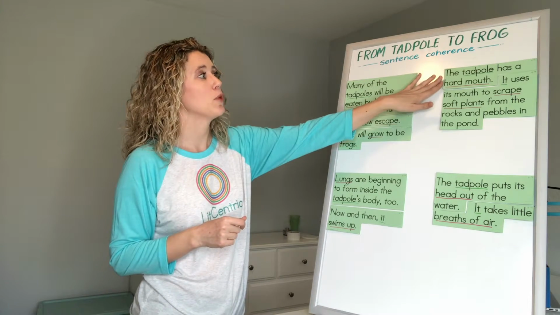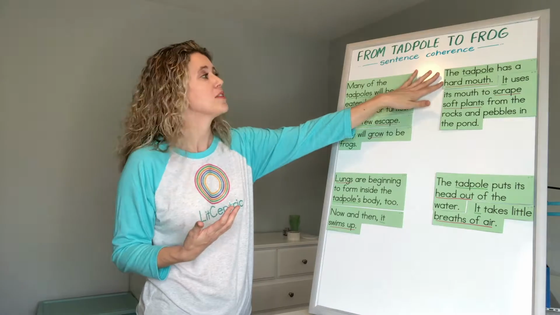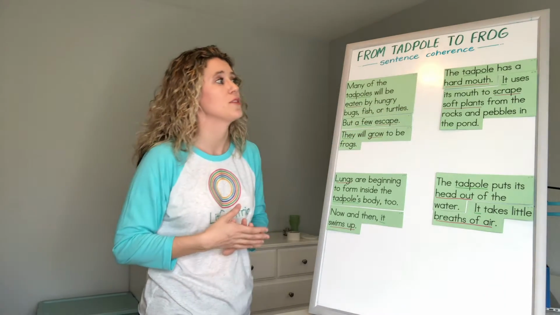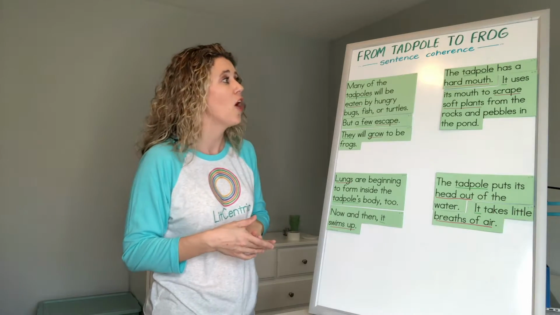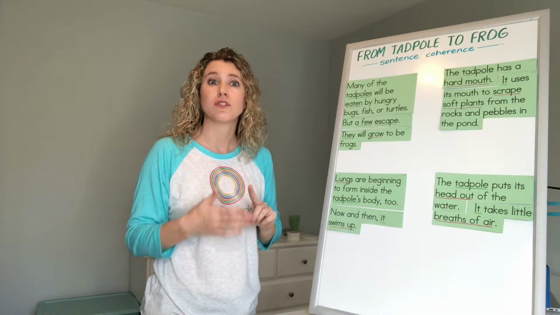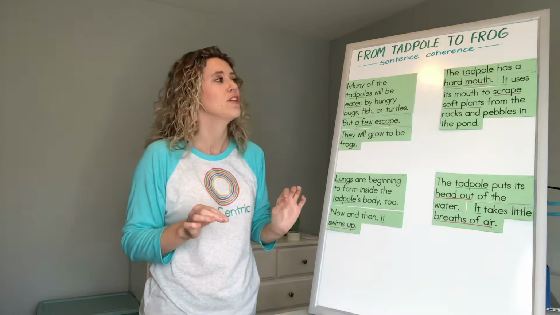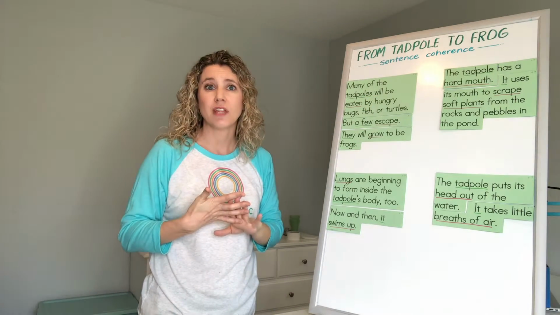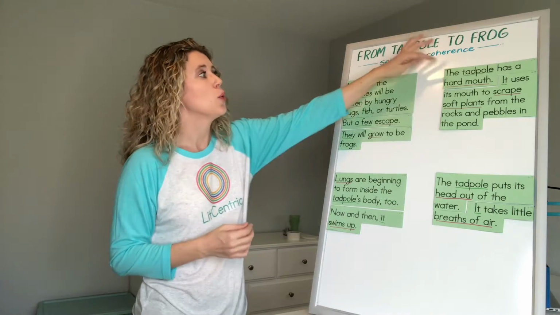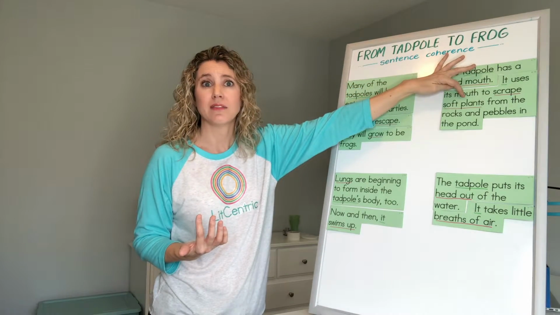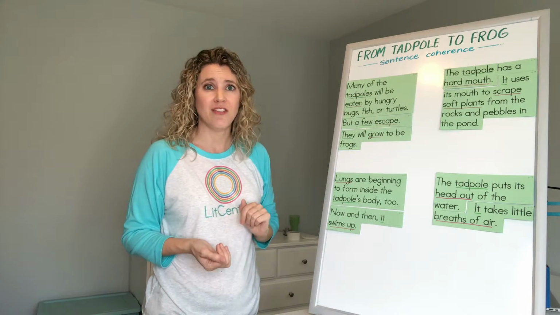And here's this example over here that we talked about in our episode. The tadpole has a hard mouth. It uses its mouth to scrape soft plants from the rocks and pebbles in the pond. Again, starting with nouns and pronouns, we go simply from tadpole to it. That's a pretty basic connection there. Next, to underline the content or idea connection, we've got the fact that it's a hard mouth helps it to scrape the soft plants. So that's the idea that's being conveyed there.